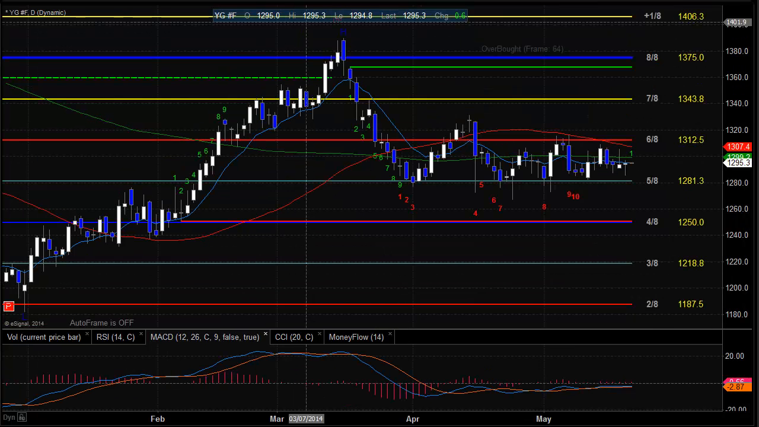Gold futures just kind of meandering, really didn't do too much today as far as net price change. It did recoup a drop intraday and settle in this very tight area.